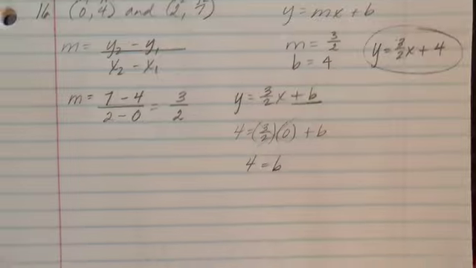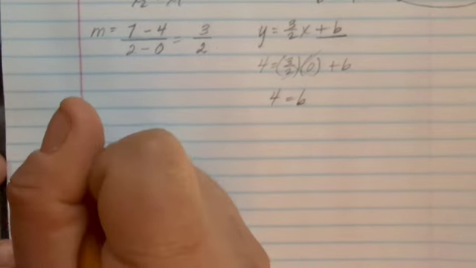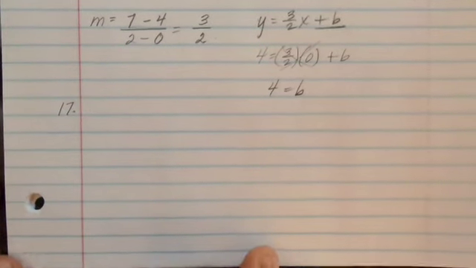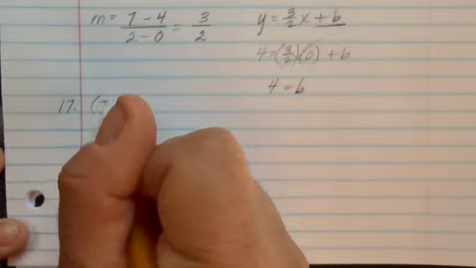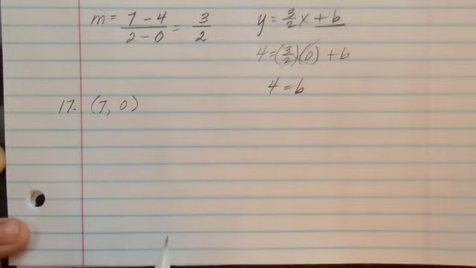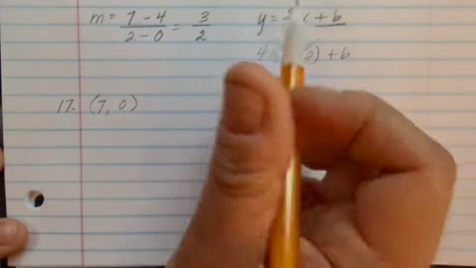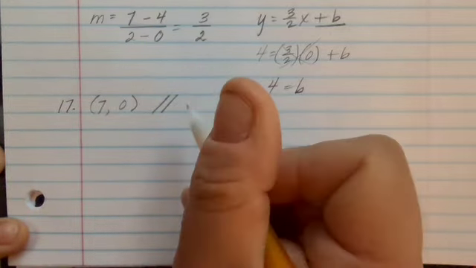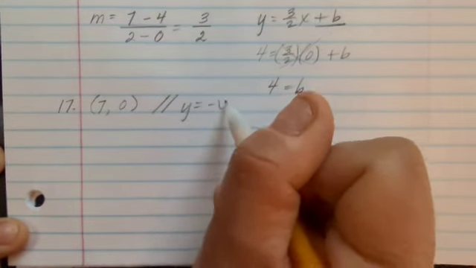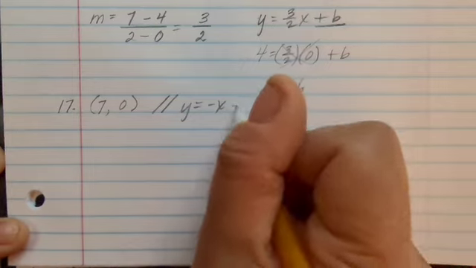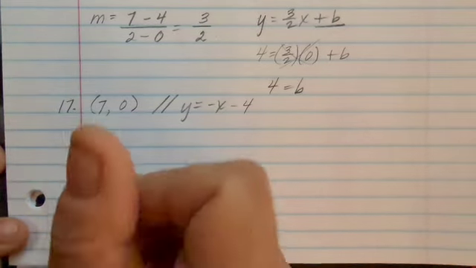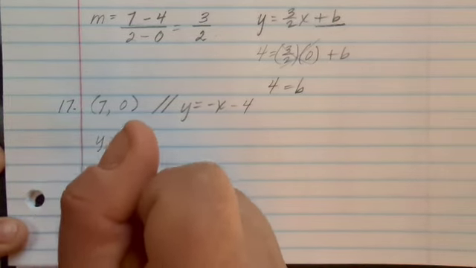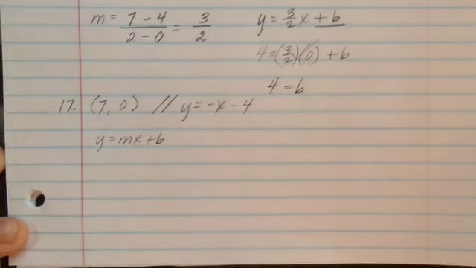17 and 18 are not more difficult. They look like they are, but they're not. You have a line passing through 7, 0, and it's parallel, that's this symbol, to y equals negative x minus 4. To write the equation of the line, again, this is the equation of the line that I want to write.